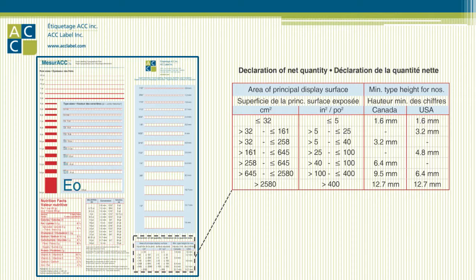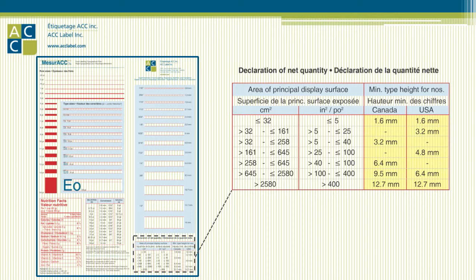To determine the type size requirement applicable to your packaging, you must first measure the packaging, not the label but the packaging, and determine the surface area of the principal display surface, for example, the front or top of the container, as the case may be. Then use the type size chart in the lower right-hand corner of the MesurACC to determine the type size applicable to your packaging's principal display surface in the appropriate column, Canada or USA.